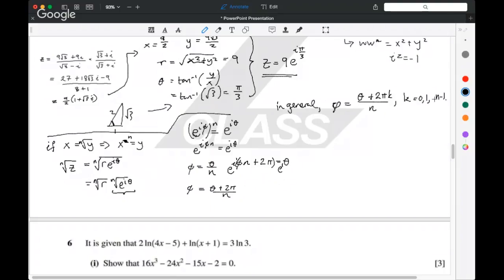So why does it stop at n minus 1? Well, when you get to n minus 1, this whole thing becomes theta over n plus 2 pi n over n, which is just 2 pi.